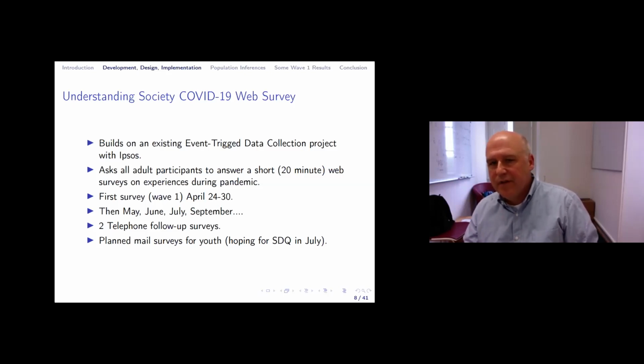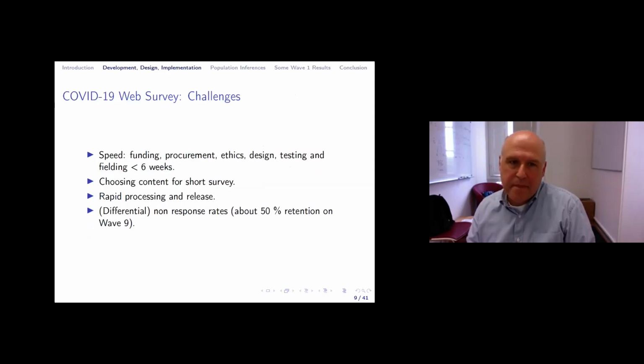We've got 2 telephone follow-up surveys. One of the concerns we have with a web survey is not having our backup modes, so we've got telephone follow-up surveys planned. Well, we've done one, and we're planning a second to follow up people who are unable or unwilling to respond in web mode. And we've got planned mail surveys for youth, which mirror our youth mail survey that we do in the main stage.